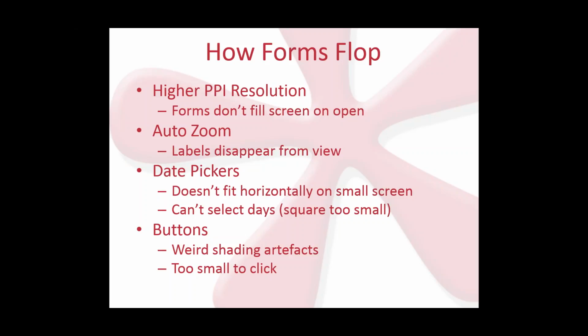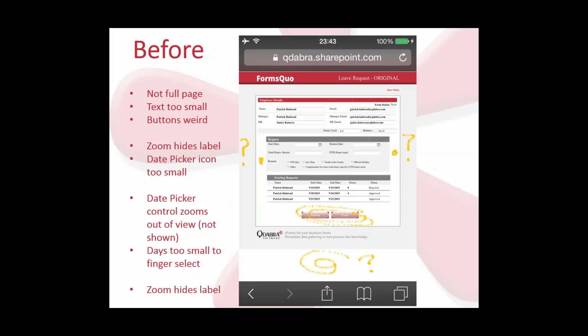Date pickers, the default date pickers in InfoPath don't look good on the phone. And I'm going to be showing you screenshots from my iPhone 4S today, an older phone, just to show you. A lot of people are still using iPhone 4Ss. It's hard to select days with the date picker, so we're not going to use the date picker. We're going to show you a different technique. In addition, buttons don't look great. They look better on Android than on iOS, but they look bad on iOS. So let's take a look at some of these problems.